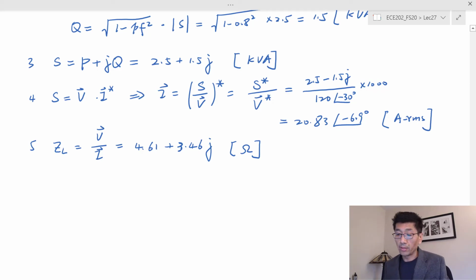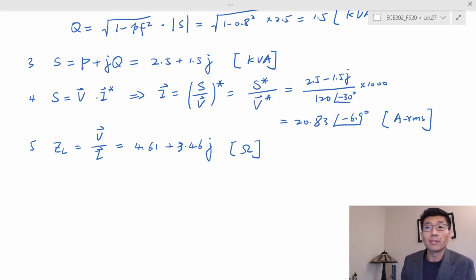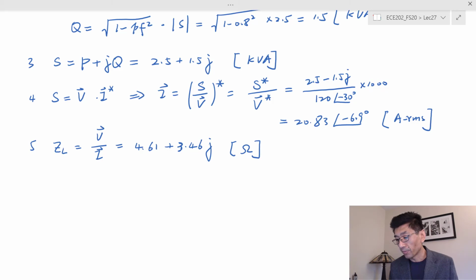That's for the complex power, how we can calculate using the various quantities. And if you're given V and I, you definitely should be able to calculate the complex power, the P and the Q, the power factor, all these things, right? And these are just the basic things for the power system.